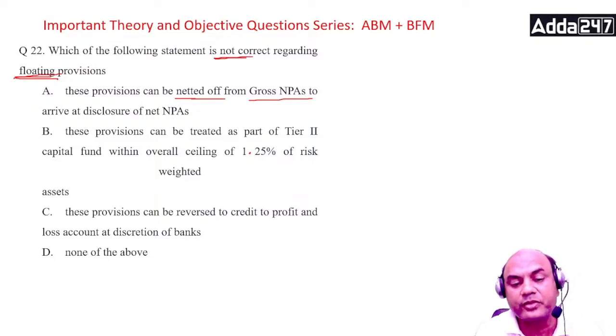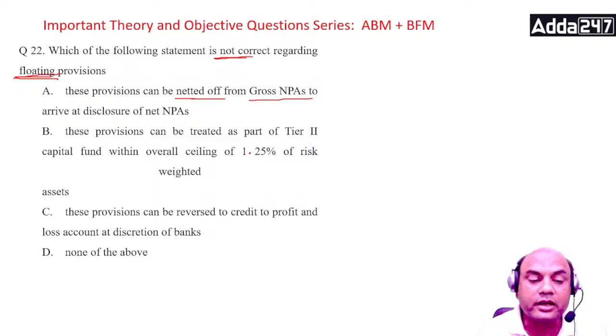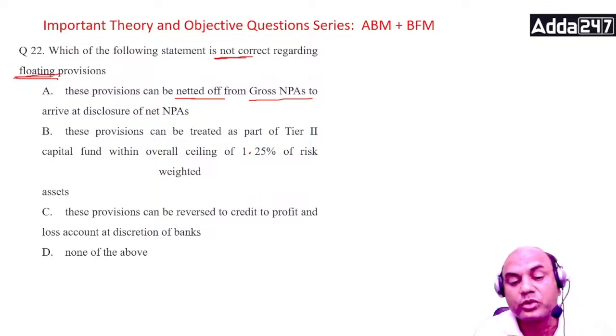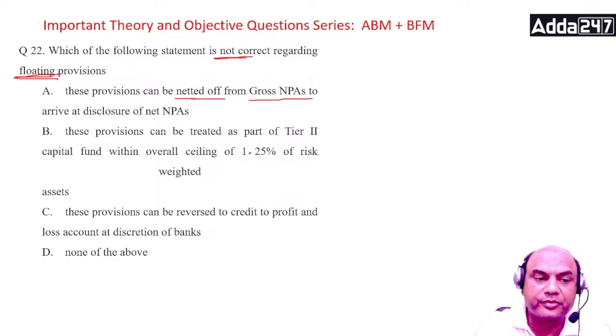These provisions can be reversed to credit to P&L account at the discretion of the bank. So floating provisions, can they be reversed to credit to the P&L account at the discretion of the bank? So which of them is correct? And the last one is none of them. What do you think? Think over the answer. I'll wait for 1 minute.